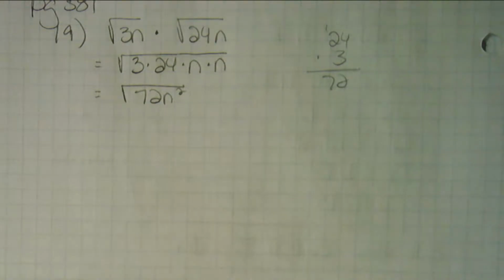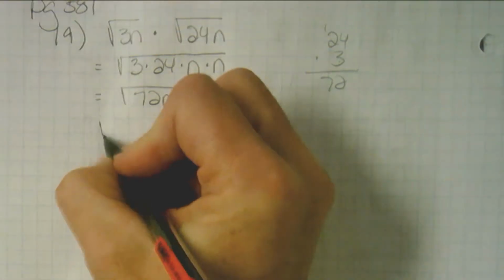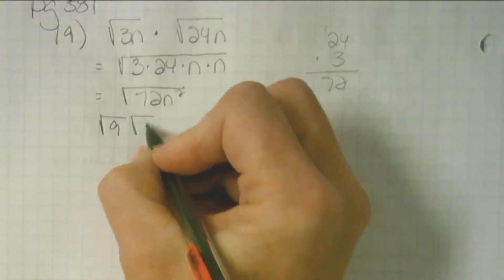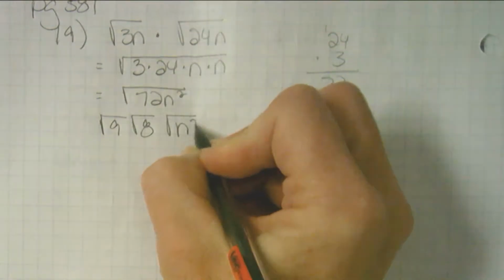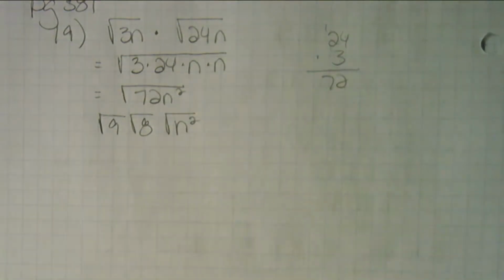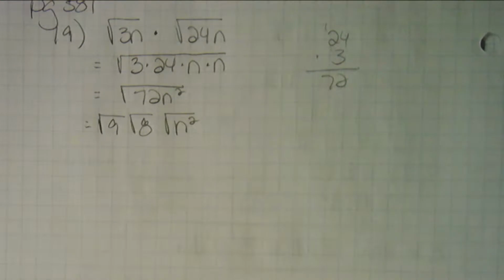All right, so now, 72. What perfect square factor does 72 have? Blythe? 9 times 8. So I'm going to break this up into the square root of 9 times the square root of 8 times the square root of n squared. Questions?